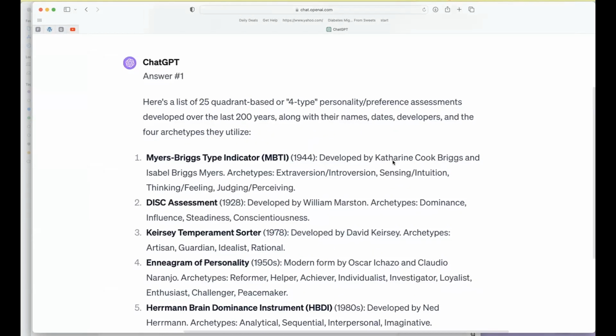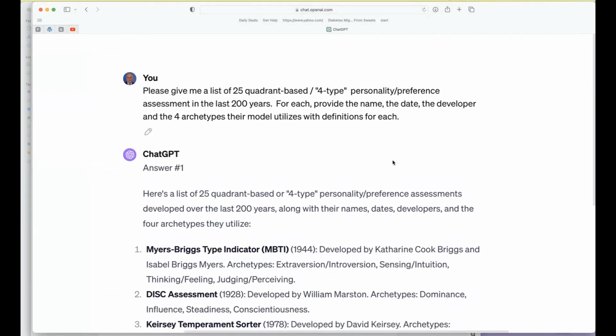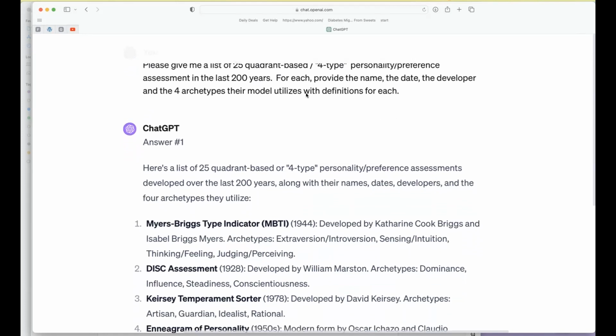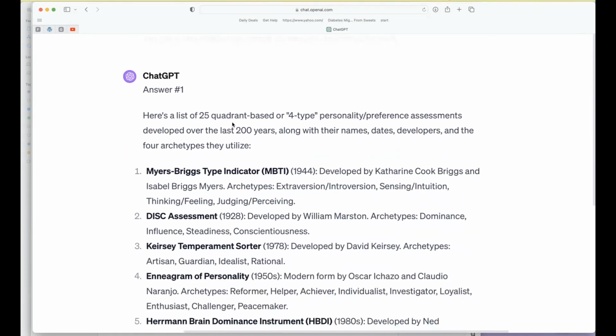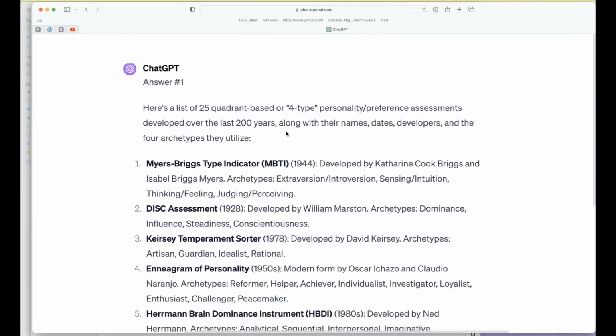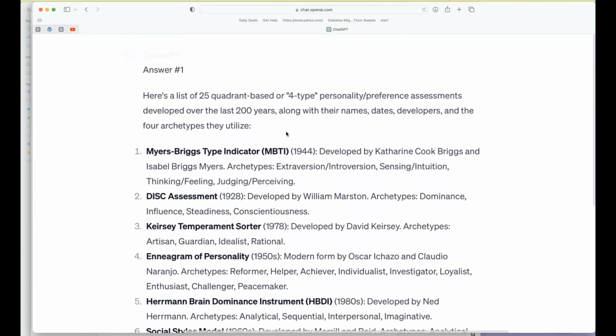So I said, please give me a list of 25 quadrant-based, four-type personality preference assessments in the last 200 years. For each, provide the name, the date, the developer, and the four archetypes their model utilizes with definitions for each. So that was my prompt, and it's given me 25 of them, but I want you to see what it actually gave me.